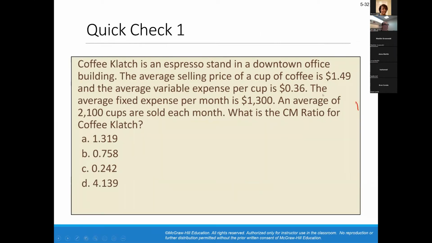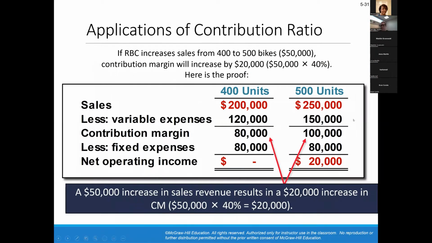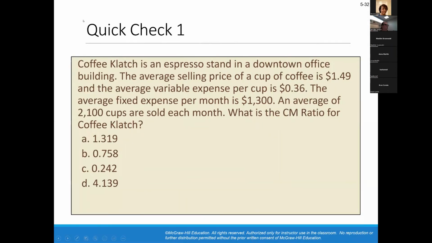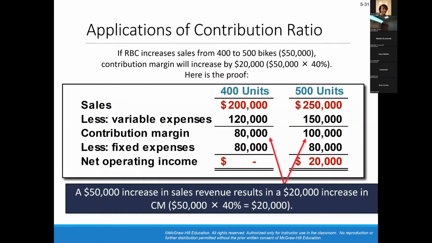And then if you calculate your variable expense at 300, which is what they gave us in our example, we have 300 in variable. So if we have 300 times 500 units, we're going to get the 150,000. And then we deduct that from the 250,000 in sales. So now we have 100,000 for our contribution margin. So it's showing you the math of the difference being 20,000.